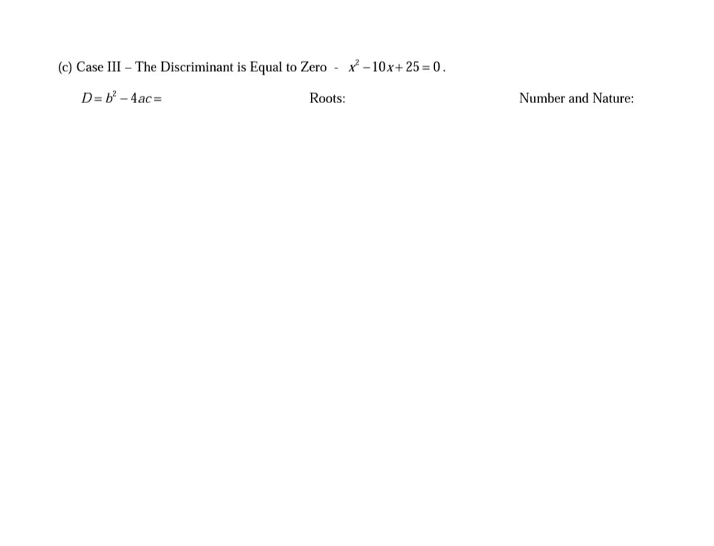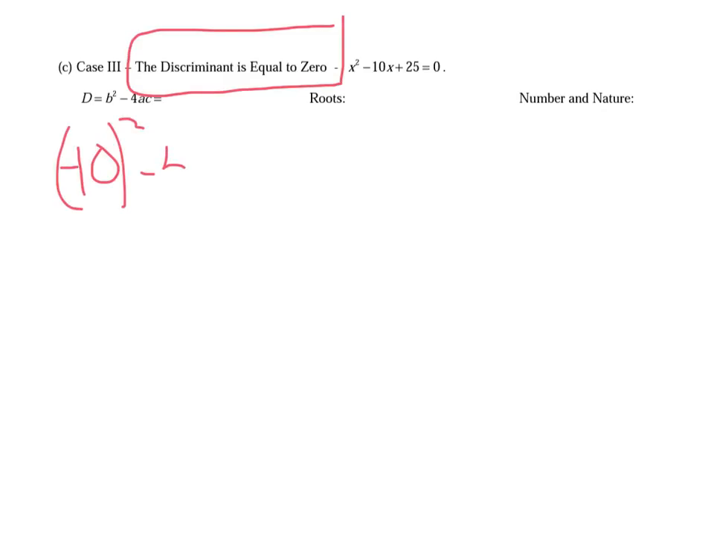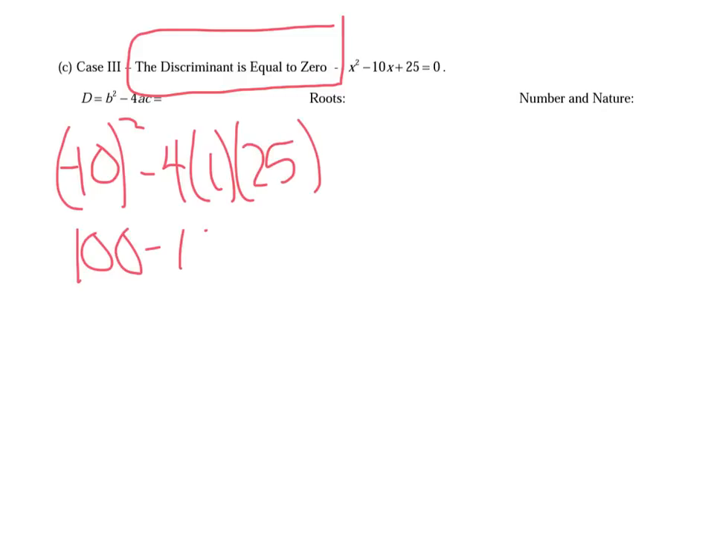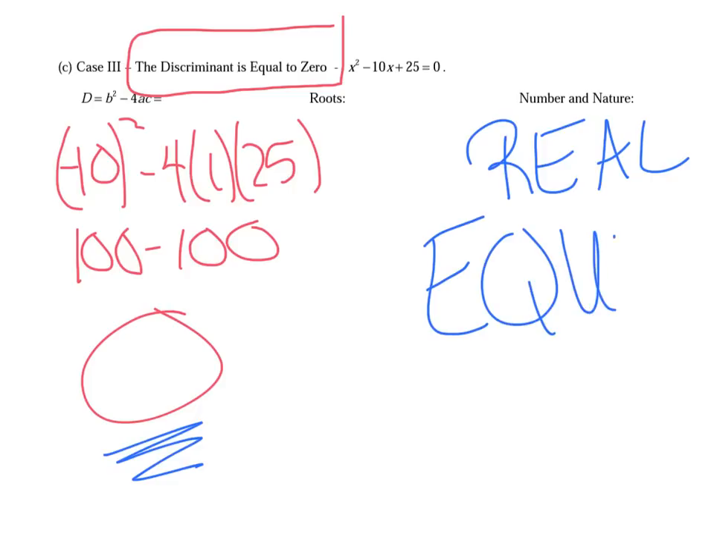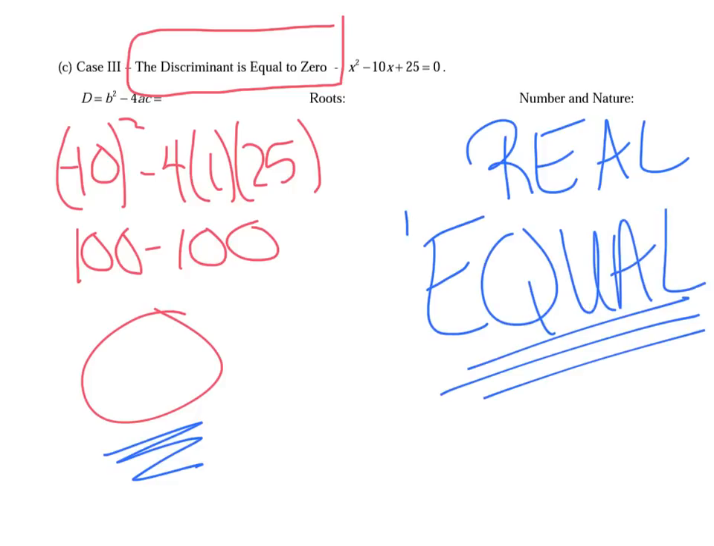All right, the next two cases are pretty distinct. This time, you actually get 0 as your discriminant. So let's say we've got negative 10 squared minus 4 times 1 times 25. That's 100 minus 100. You get a big fat 0. Here's where our lingo changes. We're still going to say the roots are real because 0 is still a real number. Okay, but this time, here's your key word. The roots are equal. Okay, we want to be very clear on that.